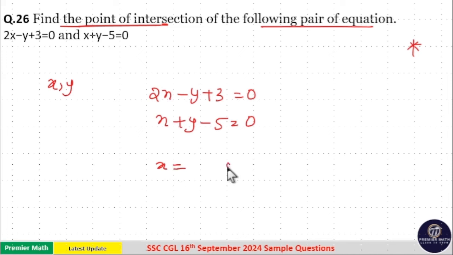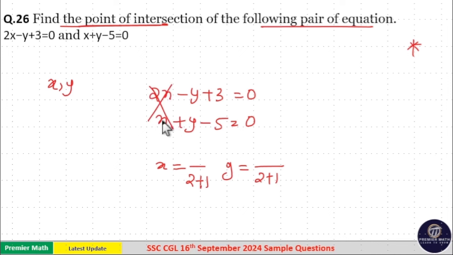Now to find x and y, there is a short trick. First find the denominator of x and y. To find the denominator, first take the two terms together, that is x and y. Here 2 into 1 is equal to 2, minus 1 into 1 is equal to minus 1. So 2 minus minus 1 will become 2 plus 1. So 3 is the common denominator for x and y.